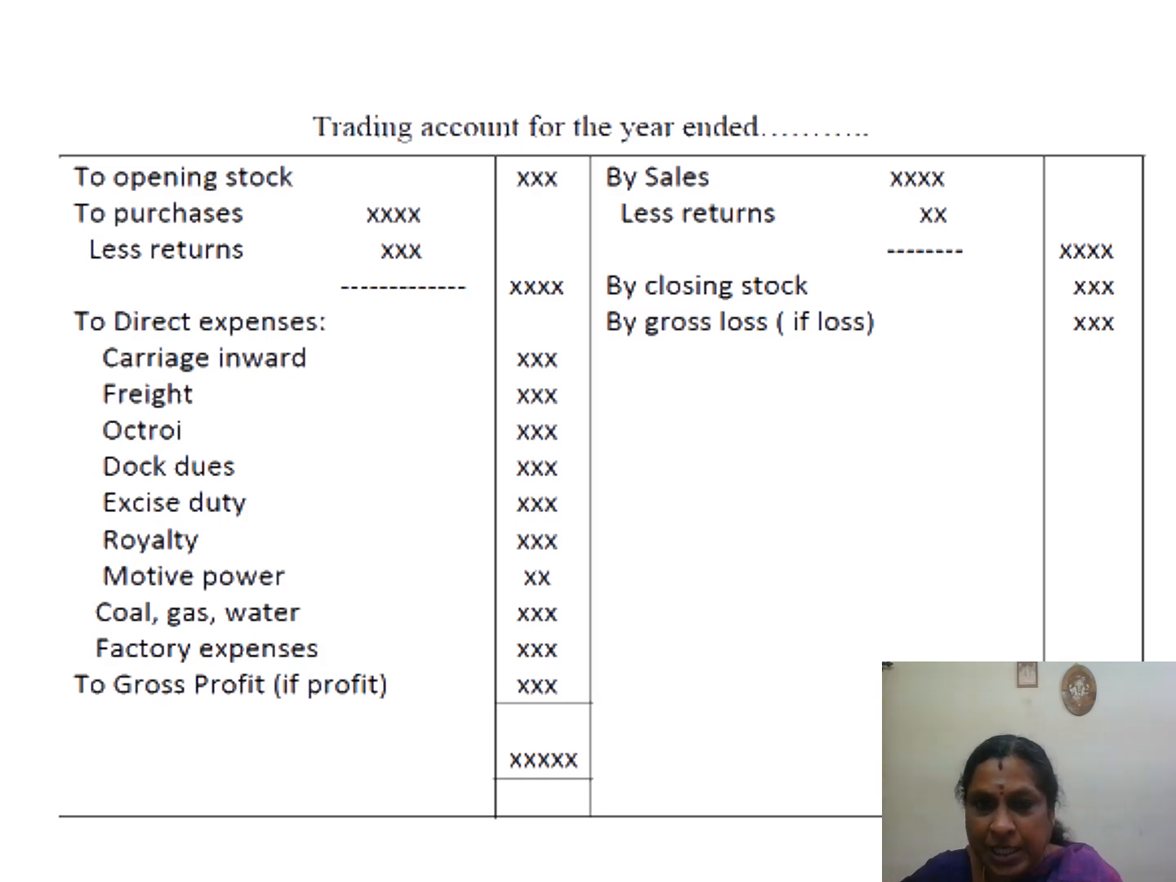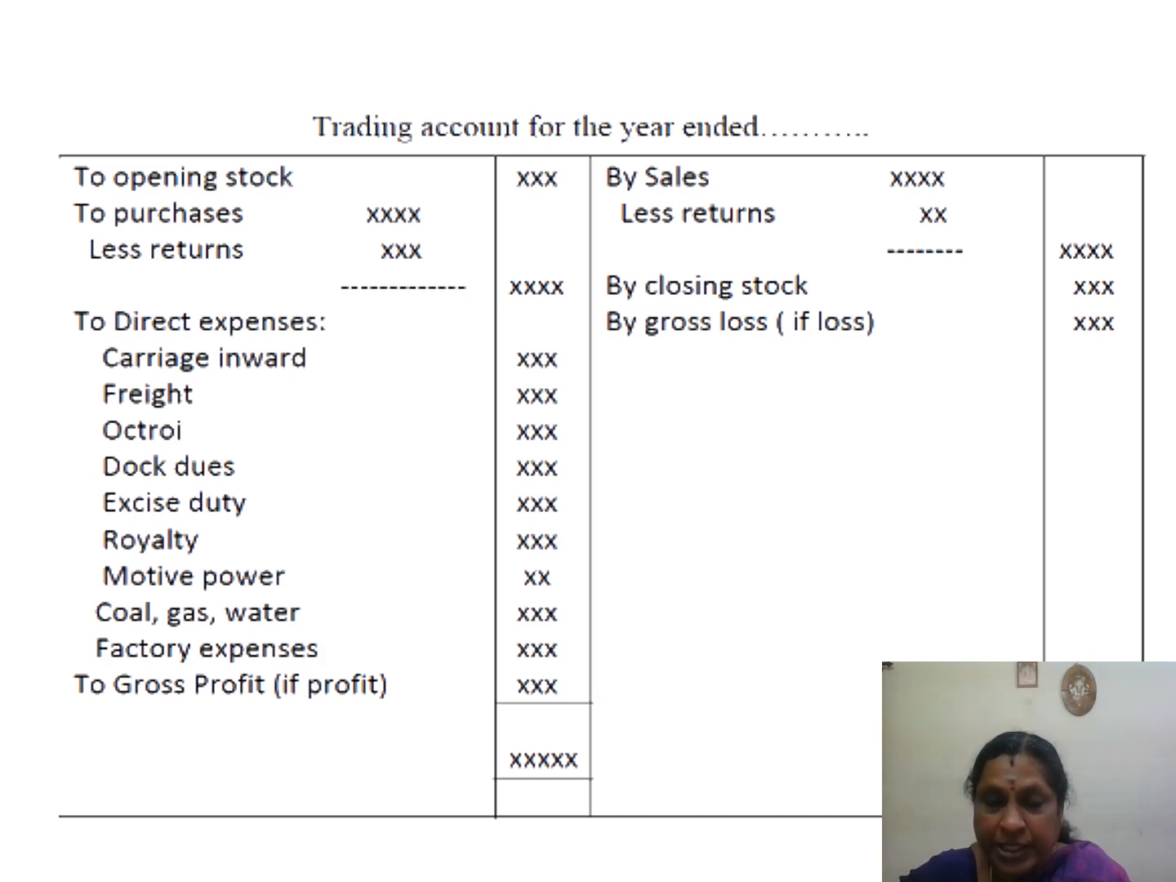Say, for example, if sales less returns plus closing stock is higher, then we put the same total on both sides, debit and credit. Then we find out the balance between the opening stock, purchases plus the direct expenses, compared to the other side, the credit side. Now the balancing figure is called gross profit. If the reverse happens, if the debit side has a higher total than the credit side, then the ultimate result of the business will be gross loss.